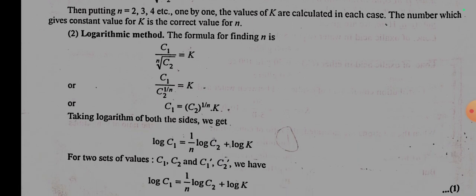Number 2. Logarithmic method. The formula for finding n is (C1/C2)^(1/n) = K, or C1 = C2^(1/n) × K. Taking logarithm of both sides, we get log C1 = (1/n) log C2 + log K.